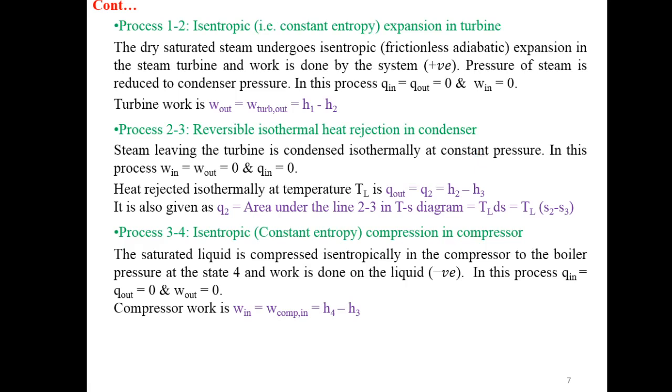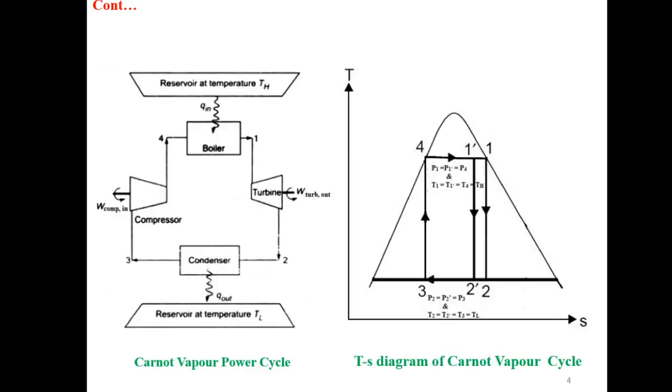Next process is process 1-2, isentropic, that is constant entropy expansion in the turbine. So this is the turbine, point 1 is entering and point 2 is leaving. The steam, that is dry saturated steam, enters the turbine and rotates the turbine blades, due to which we get the work output, and the condition of the steam after rotating the turbine will be 2. So from 1 to 2 there is an expansion process, and we are getting the work output. In this case Q in, Q out equal to 0 and W in is also equal to 0, and we are getting W out only, with inlet steam at point 1 and exit steam at point 2.